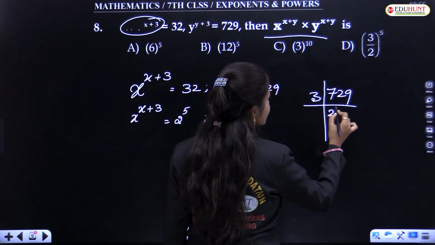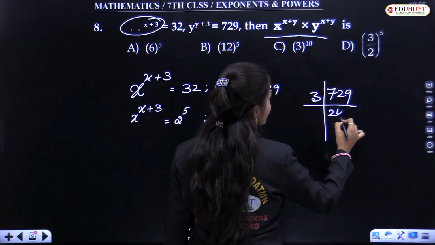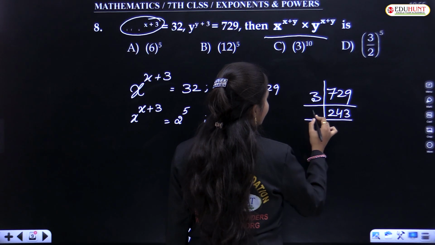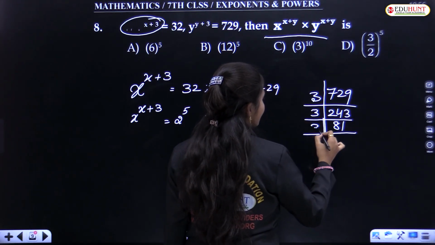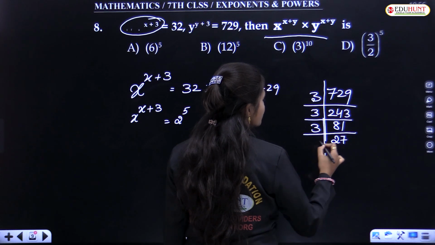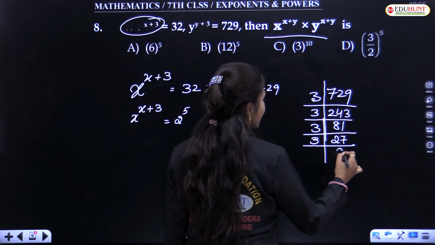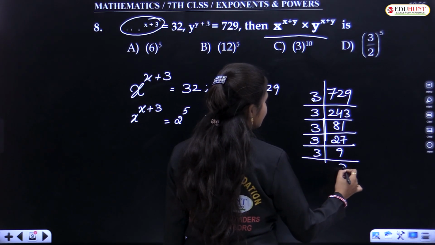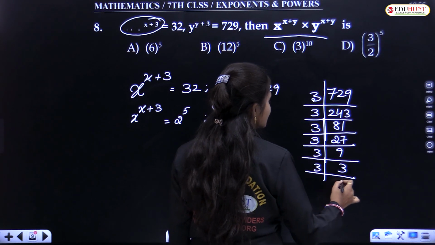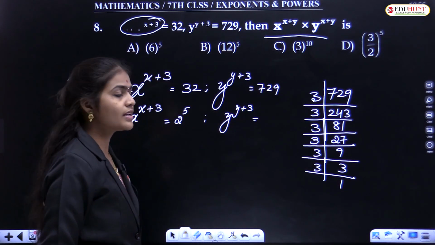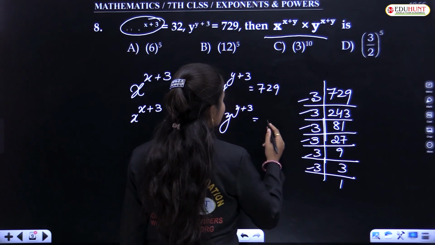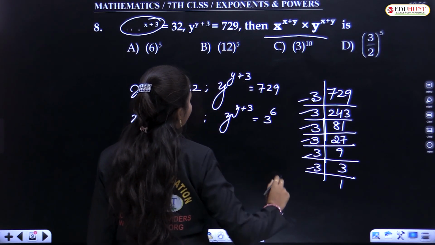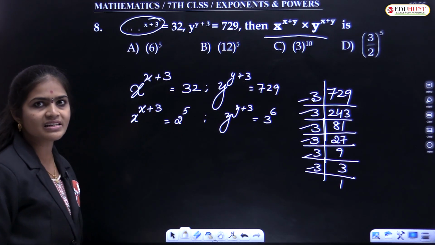Here 3 2s are 6, and here 12; 3 4s are 12, 3 3s are 9. Next 3 8s are 24, 3 1s are 3. Next 3 2s are 6, 3 7s are 21. Next 3 9s are 27. Next 3 3s are 9, and here 3 1s are 3. Is it clear? Now what is the power here? How many times is 3 repeated? 3, 4, 5, 6. So 6 times 3 is repeated. So that's why here it is 3 power 6.